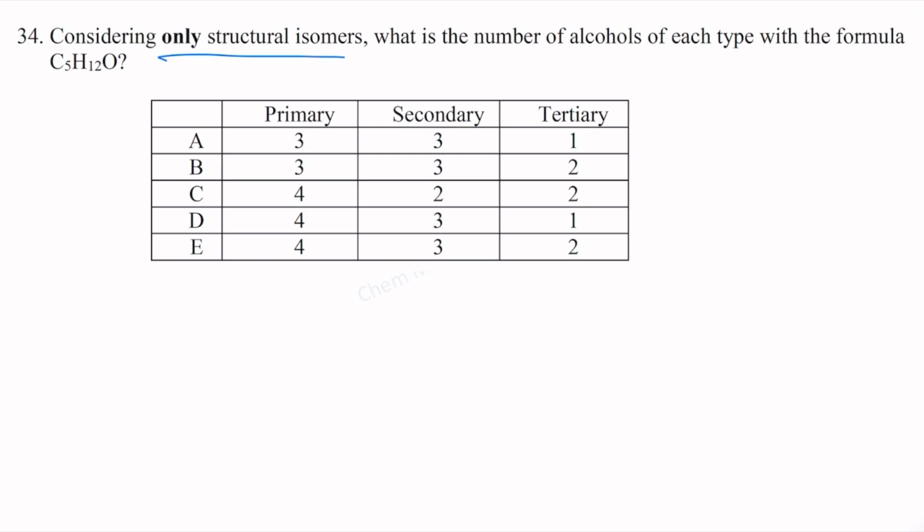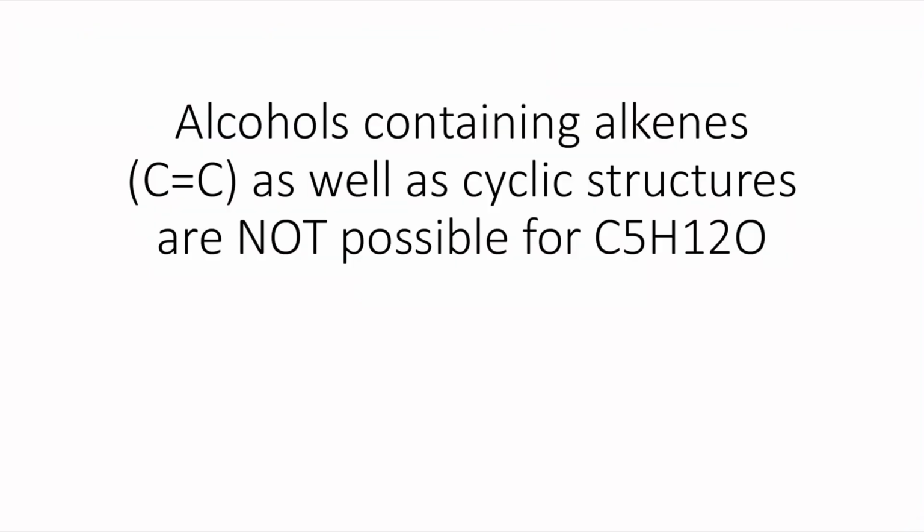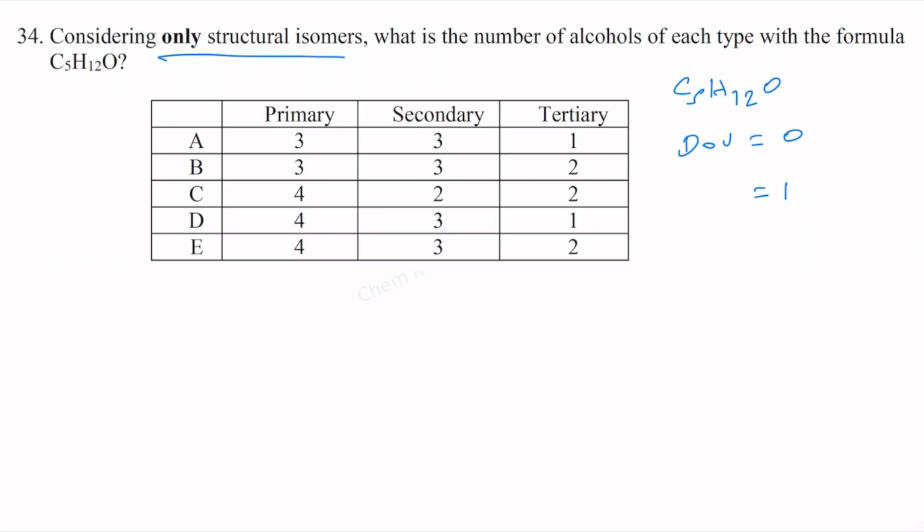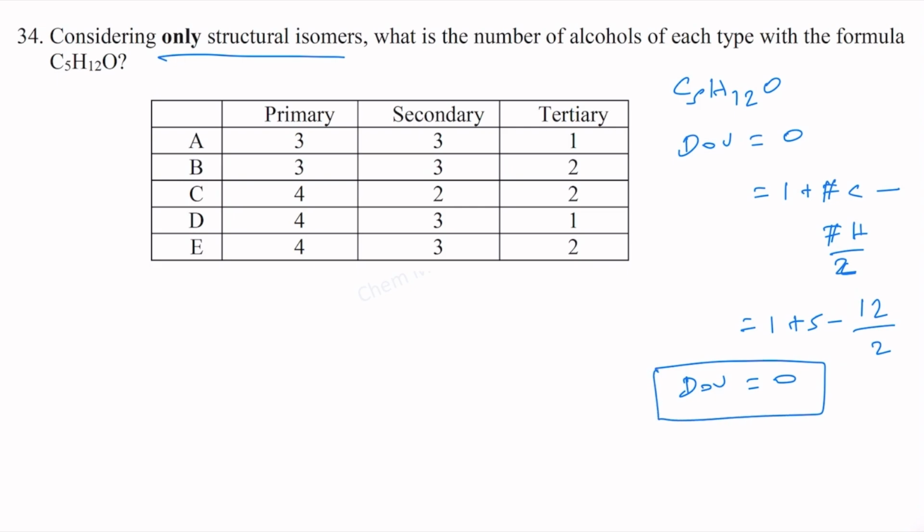Then we can figure out how many of them are primary, how many are secondary, and how many are tertiary. We know that C5H12O is a completely saturated elemental composition with a degree of unsaturation equal to 0. This means that no double bonds are possible. Degree of unsaturation is equal to 1 plus number of carbon atoms minus number of hydrogen atoms by 2. This will be 1 plus 5 minus 12 by 2, and that will be 0. Therefore, we don't have to worry about cyclic structures or double bonds in this case.